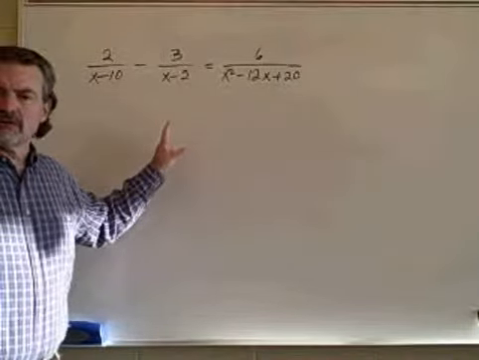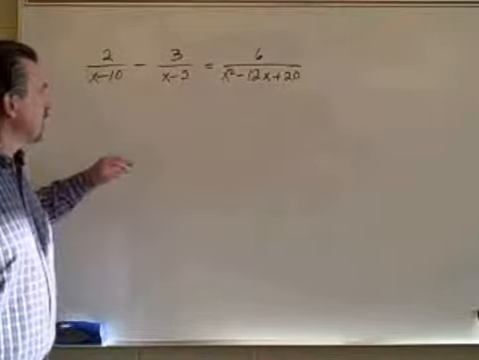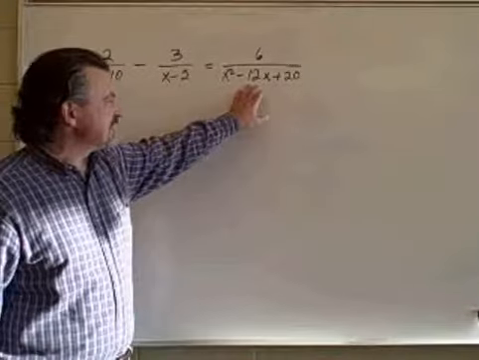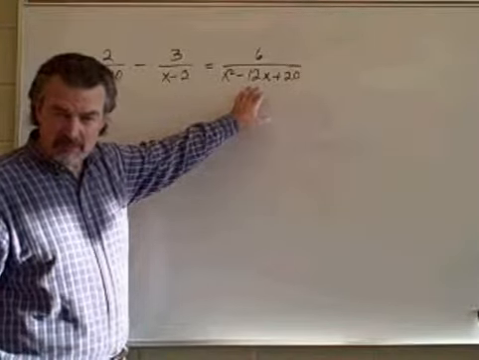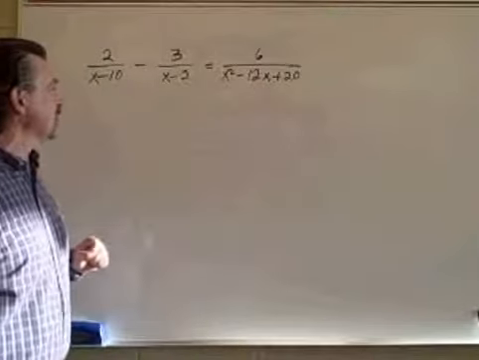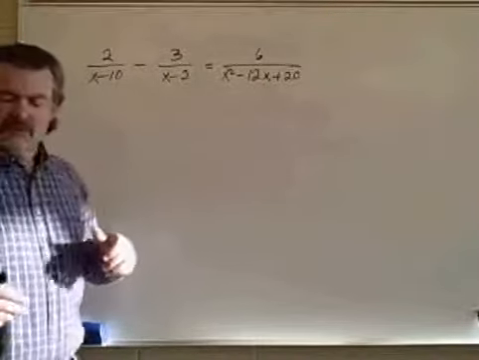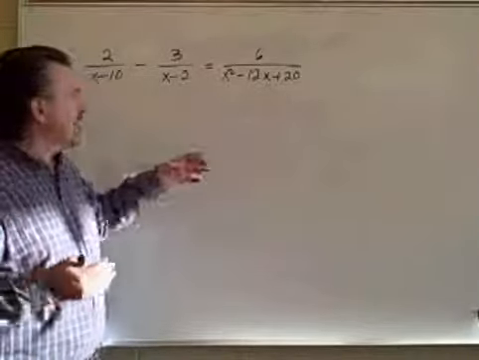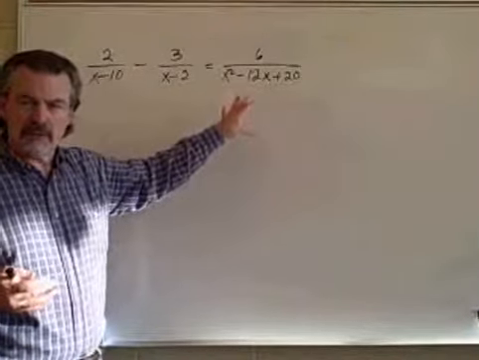Here's another rational equation for us to solve. This one's a little more complicated than the previous two because this one has a trinomial in the denominator of one of my fractions. The technique remains the same. I have to find a multiplier that would cancel that trinomial.